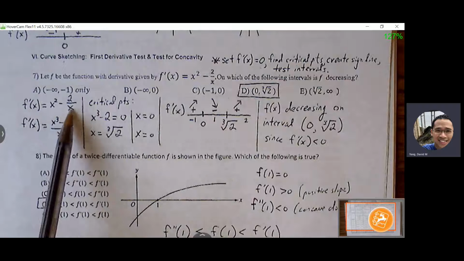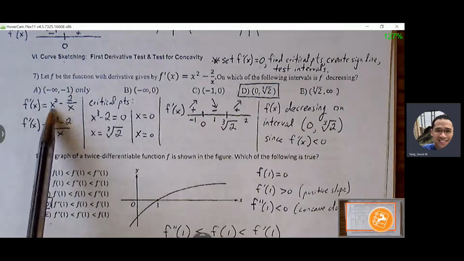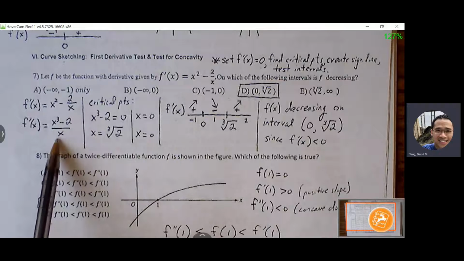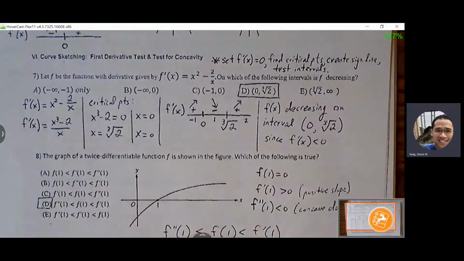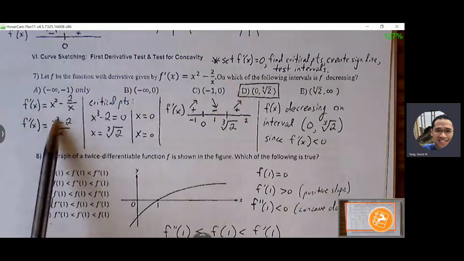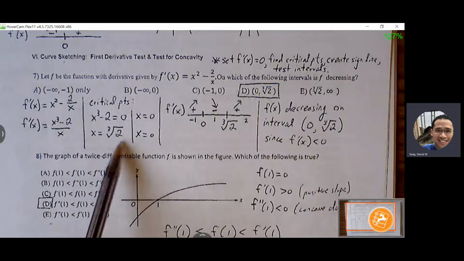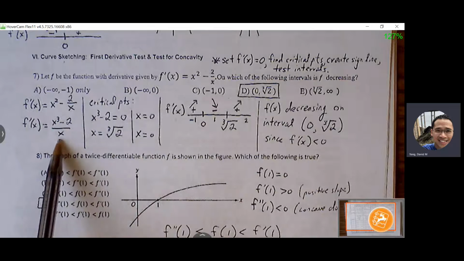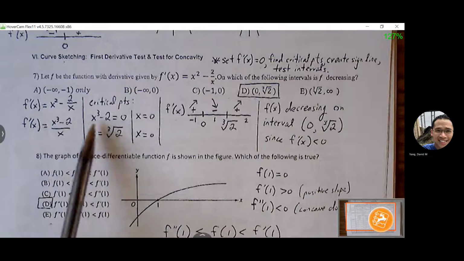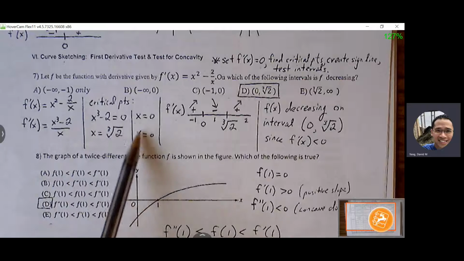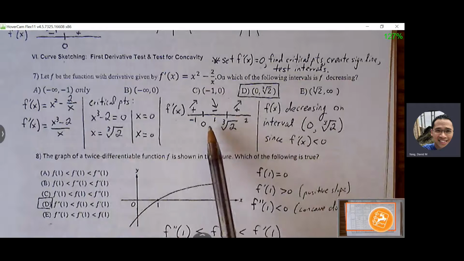So I set f prime equal to 0, but it's easier to find critical points if I have common denominators. So I made this x cubed over x minus 2 over x. So my derivative rewritten is x cubed minus 2, over x. If I set the numerator equal to 0, I can find a critical point. If I set the denominator equal to 0, I also find critical points. Numerator gives me cube root of 2. Denominator gives me 0. But now I still have to test my intervals.